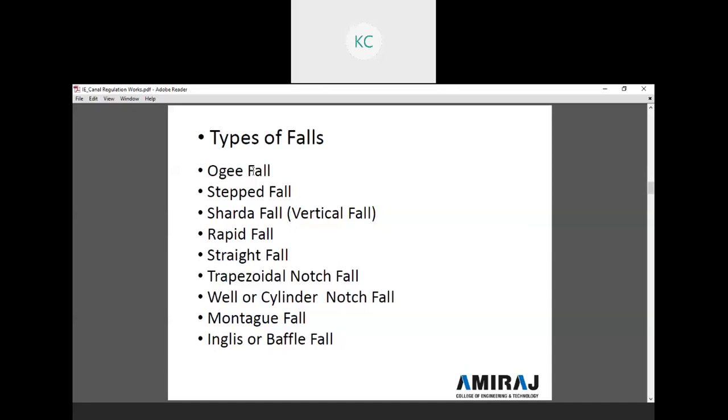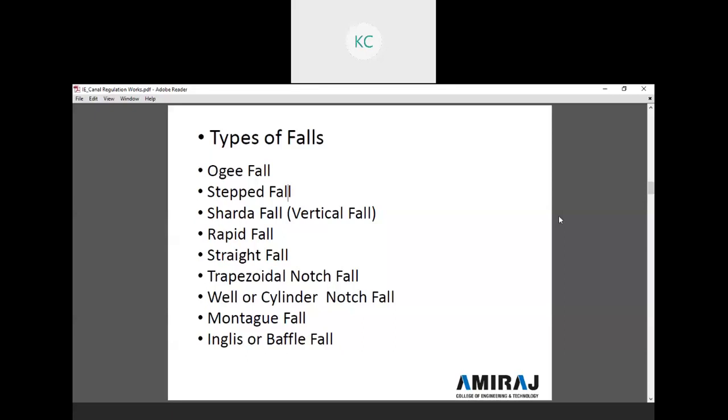So there are different types of falls. The ogee fall is very easy in construction as well as in maintenance. A step fall is nothing but step-like footings provided at the bed of the canal. But the Sharda fall is a complex structure and provides the design discharge velocity in the long run.